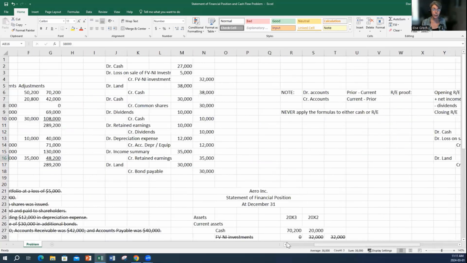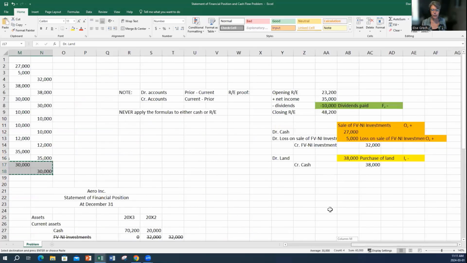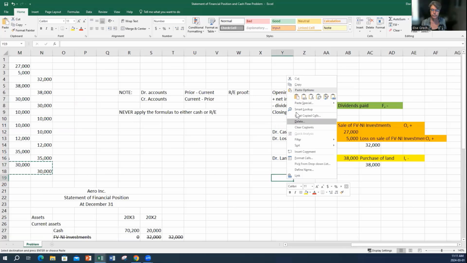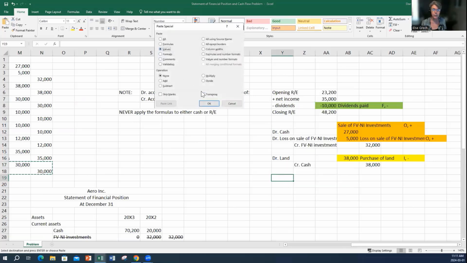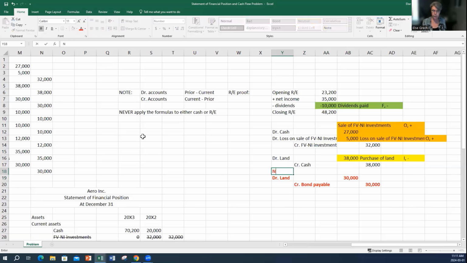I also had an other activity with the land. So when I look here, I've got land and the bonds. So copy. I'm going to put this over here. Okay, special values. This is a non-cash transaction that doesn't belong on our cash flow. So I'm going to highlight this in red, and I'm going to note that this is a non-cash transaction, and it's a note to the cash flow.